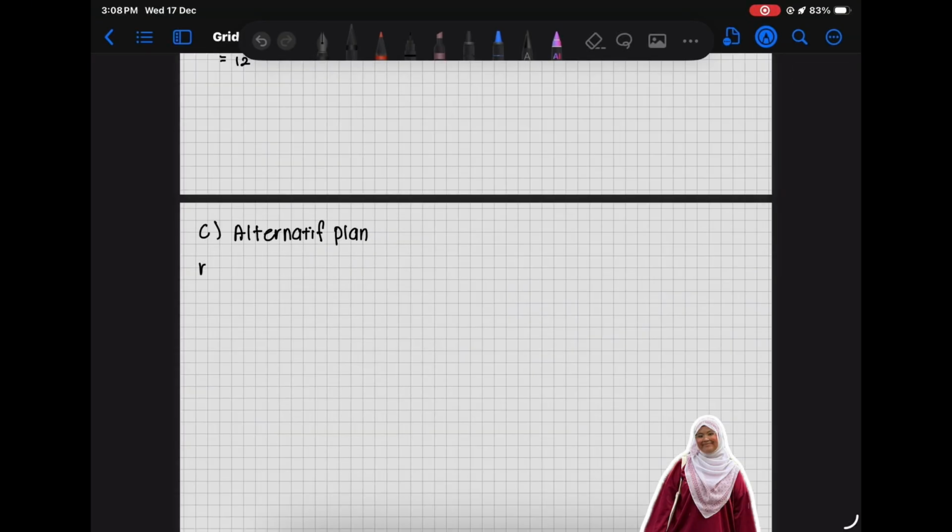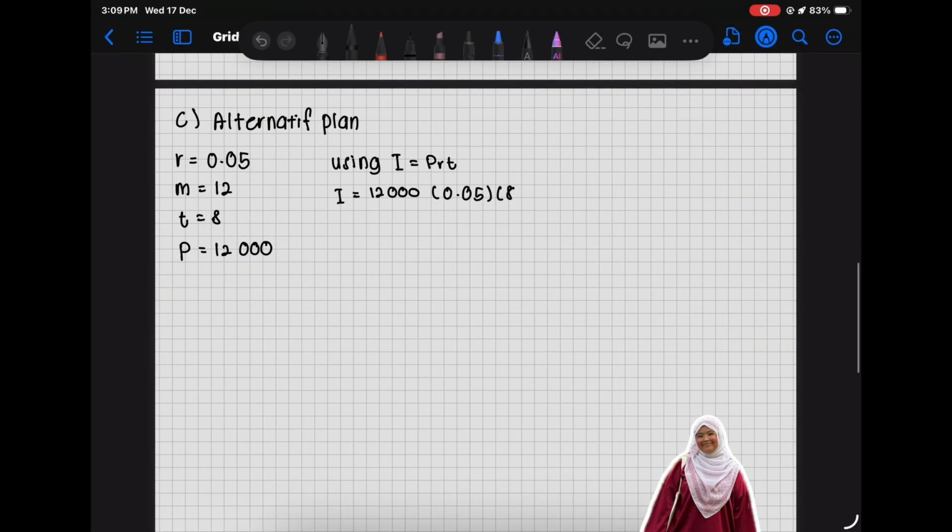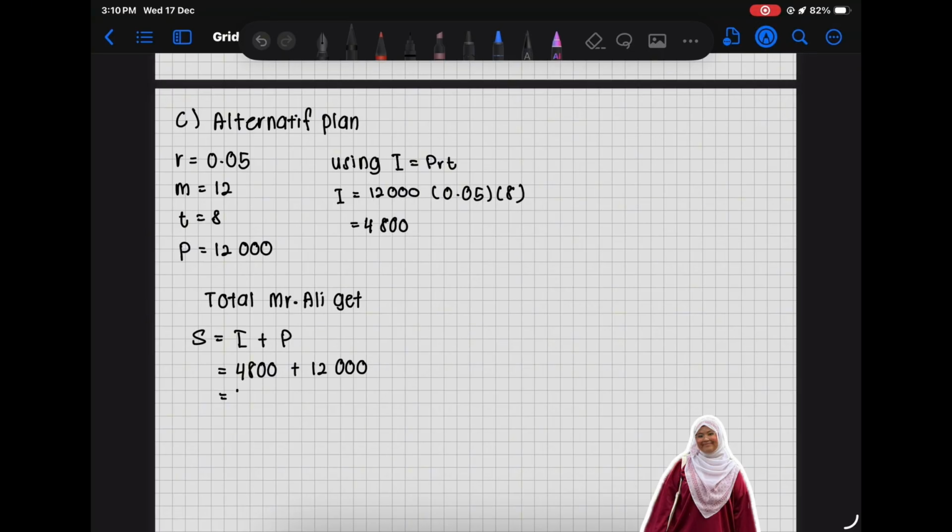R is equal to 0.05, M is 12, T is 8, and our P is equal to 12,000. Using I equals P times R times T, I equals 12,000 times 0.05 times 8. The answer is 408,000. The total Mr. Ali will get, we use the formula S equals I plus P. Our I is 408,000 plus our P is 12,000 and equals 6,800.